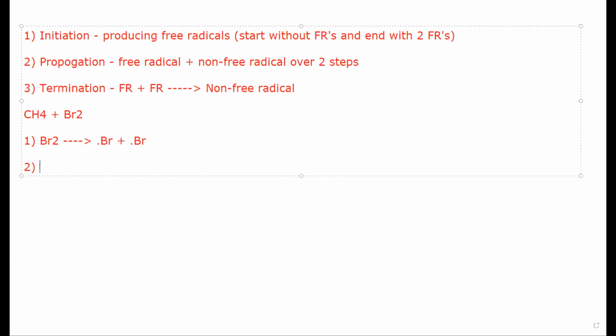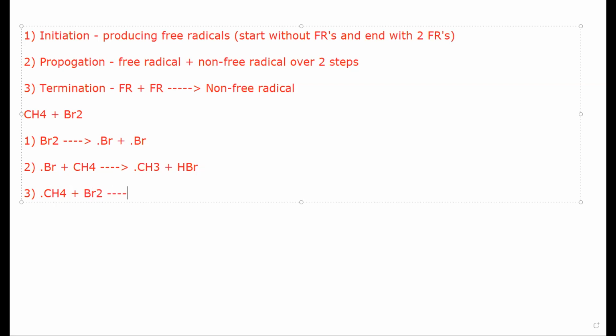The next step is the first propagation step. So we're now reacting a free radical with a non-free radical. So we know that the only other non-free radical thing we have is that. And that produces a CH3 free radical plus HBr, which is our secondary product in this reaction. The third step, the second propagation step, again, we go back and we react that CH3 free radical with the non-free radical Br2 to produce our final compound that we want to produce, CH3Br, plus the Br radical.